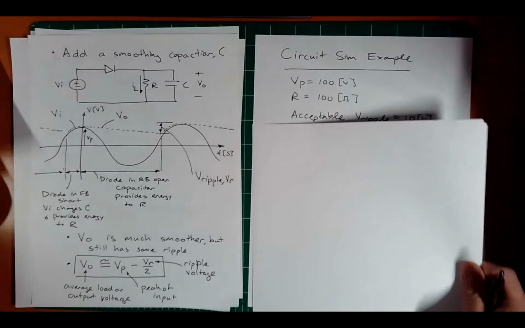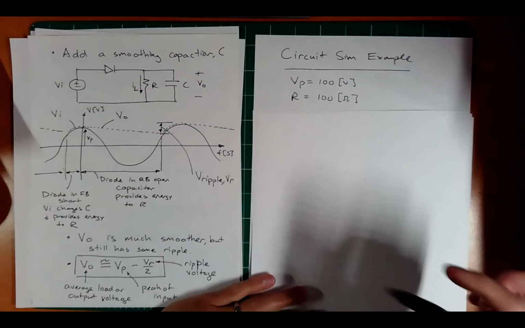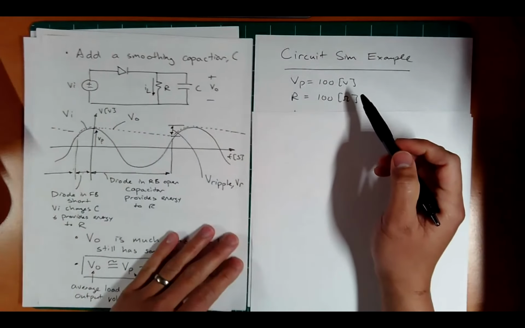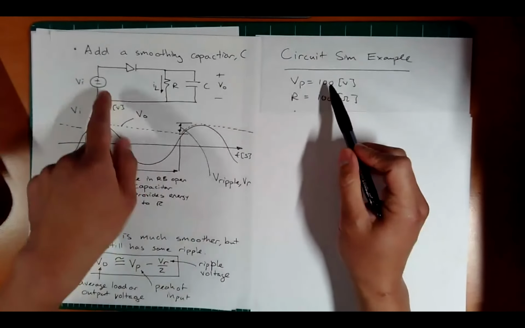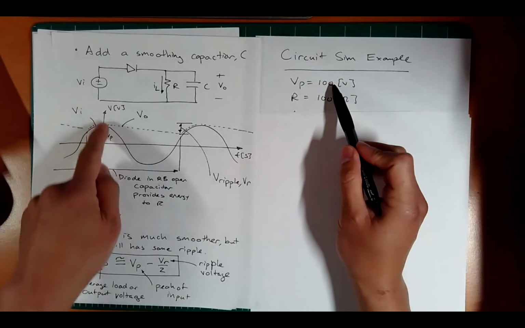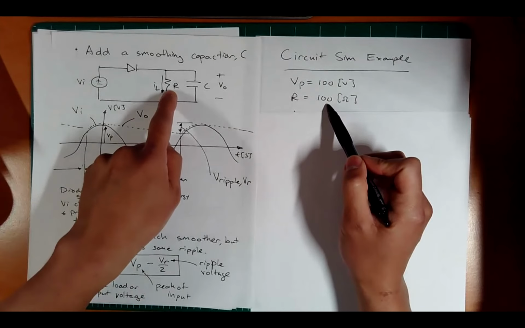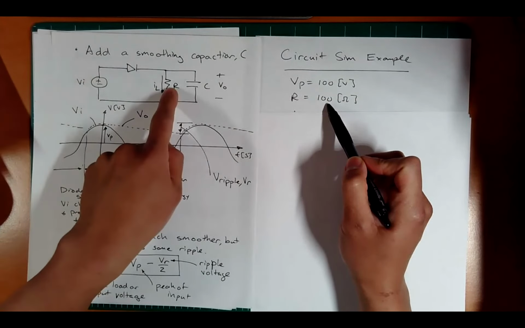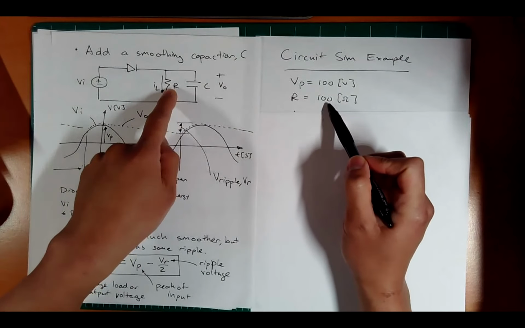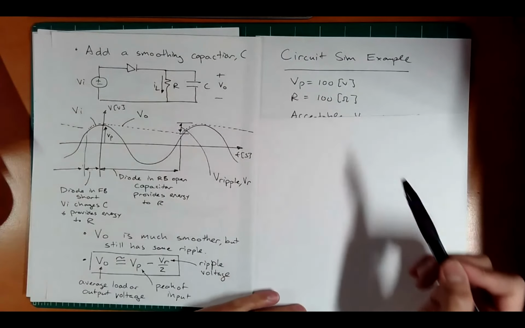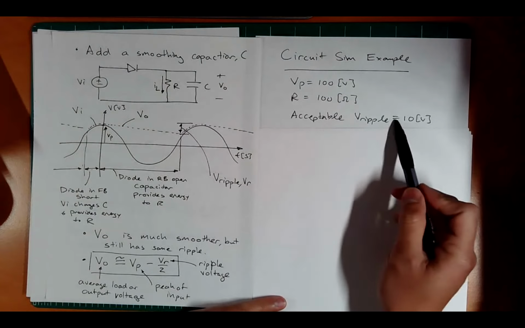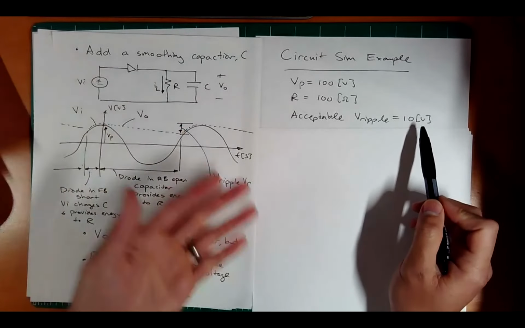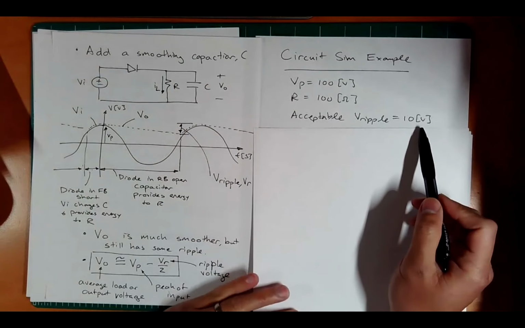Okay, so let's look at a circuit sim example where we're going to run some numbers and actually verify it on the simulation. Let's say this V peak goes up to 100 and down to negative 100, and this is 100 ohms. So we have 100 volts peak and 100 ohms for the resistance here, and the load current is going to be about 1 amp by Ohm's law. But let's say we have an acceptable ripple voltage of about 10 volts. Okay, it could be 5 volts. We just picked a number here, for example.